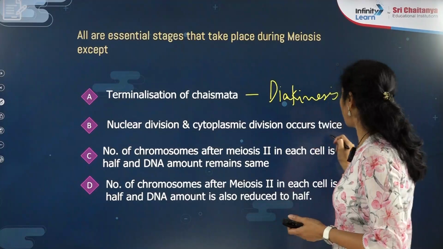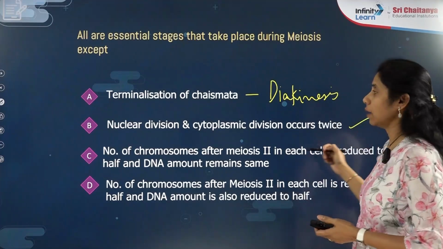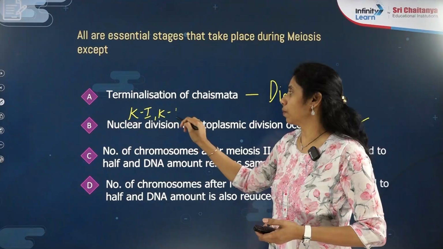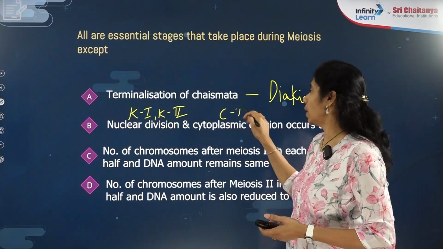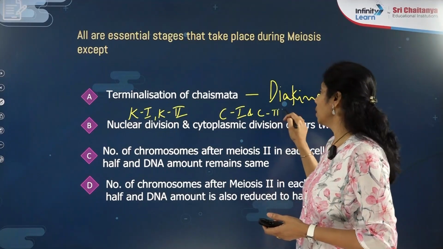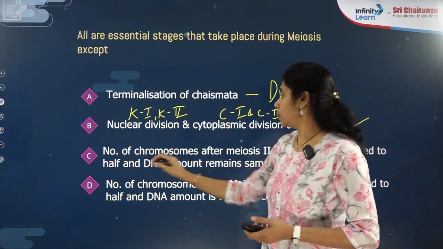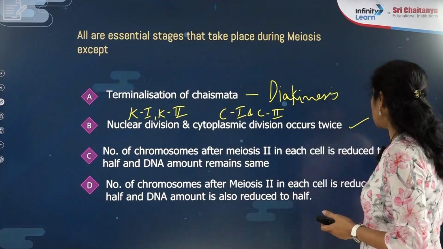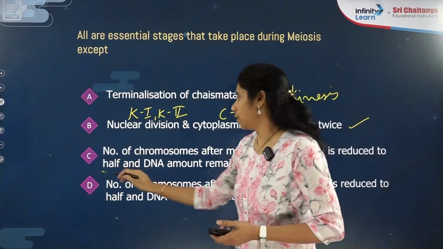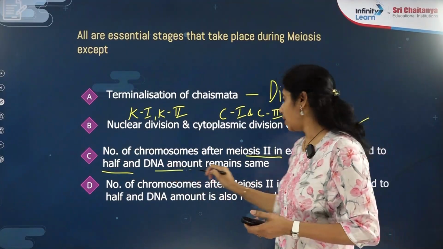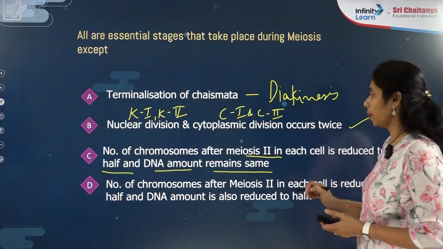Nuclear division and cytoplasmic division occur twice, because karyokinesis 1 and karyokinesis 2, cytokinesis 1 and cytokinesis 2. But DNA replication occurs only once. Number of chromosomes after meiosis II in each cell is reduced to half. After meiosis II, it is reduced to half and DNA amount remains the same.